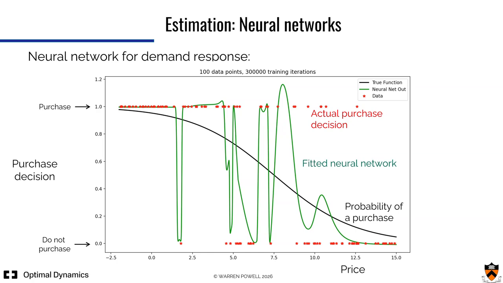So let's take all those red dots and the corresponding price, fit that into a neural network, and you get the green line. Now, if you had a large enough data set, you would get the black line.